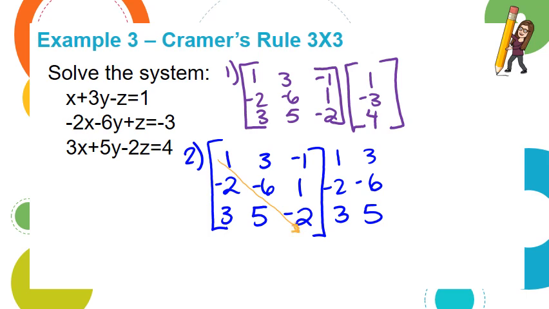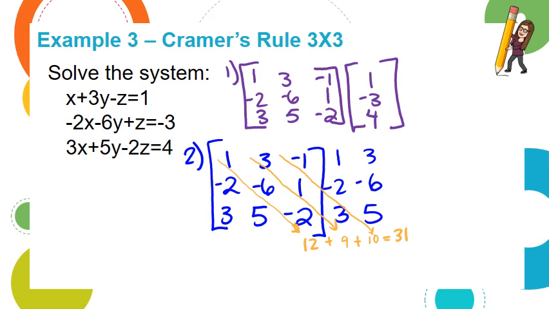So 1 times -6 times -2, +12. Let's do the next diagonal. 3 times 1 times 3 is 9. -1 times -2 times 5 is 10. All right, what do we do with those multiplied values? We add them together. So in this case, 2231 is what I got there.